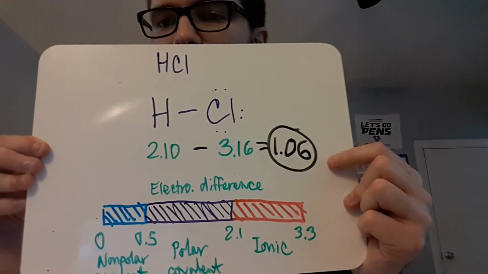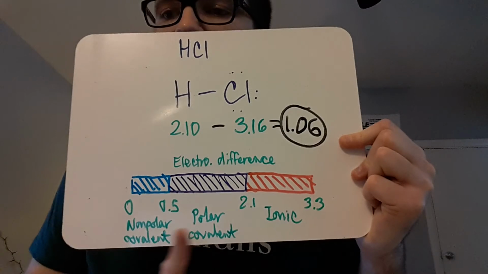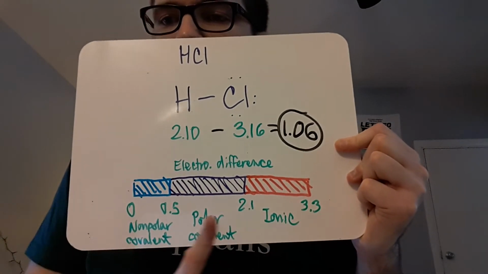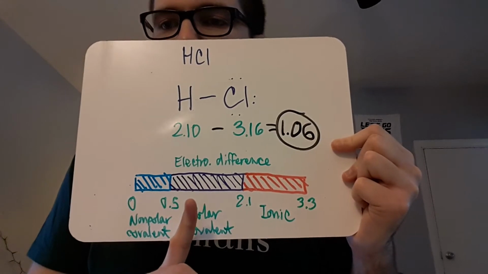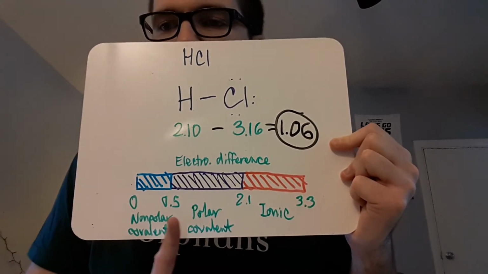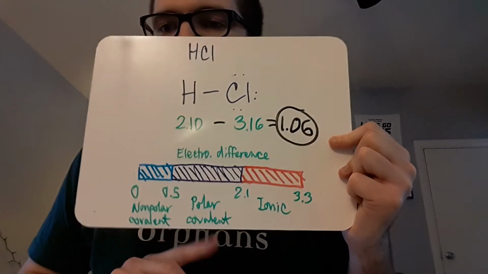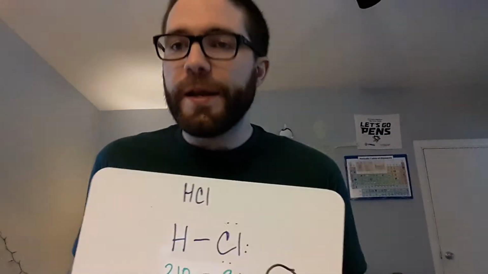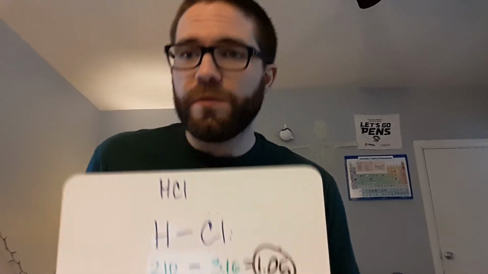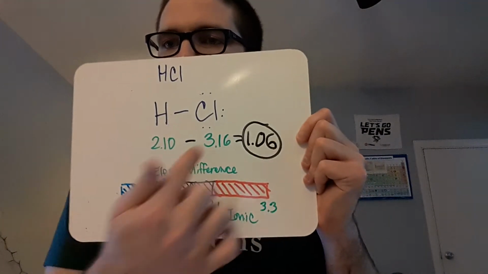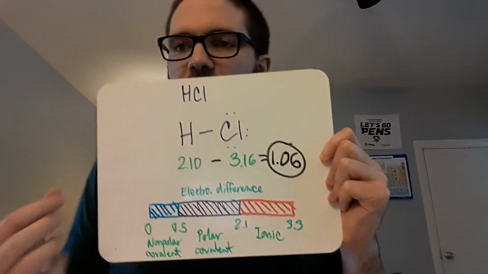So let's check this out. HCl has a difference of 1.06. Where does it fall on the scale? On the continuum? That'd be right about here, right? So what region would that be in? Between 0.5 and 2.1? That would be polar covalent. So HCl is a polar covalent bond, which we know from last chapter. That Cl is going to take all the electrons for itself, hoard them all on the side, and H isn't really going to be left with a whole lot of electrons.